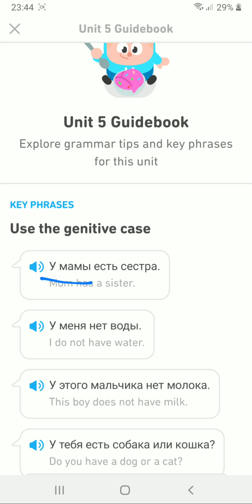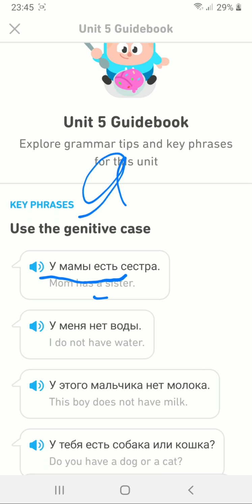So this is a possessive form. Mom has, so у мамы есть. What? Сестра, a sister. Notice that in the Russian language, there is no article. They don't use articles at all. No definite articles, no indefinite articles. And so this is how you say that mom has, у мамы есть.